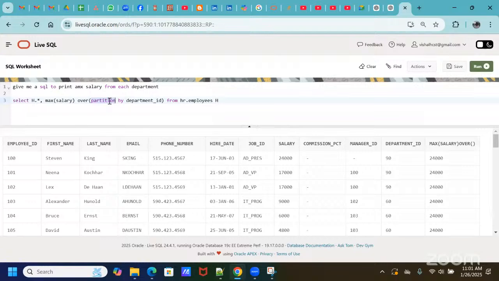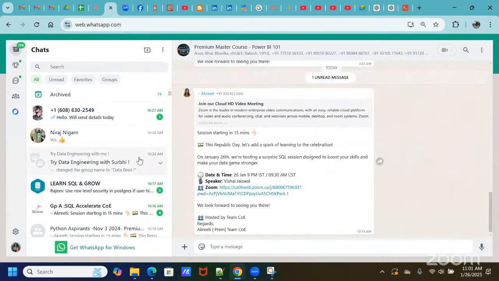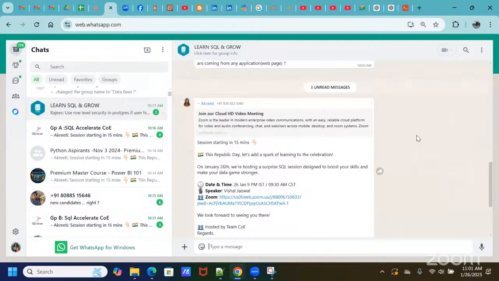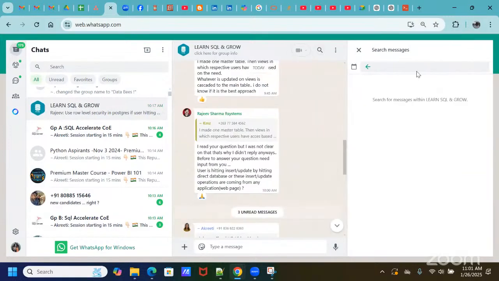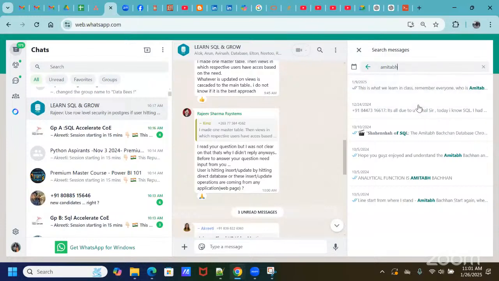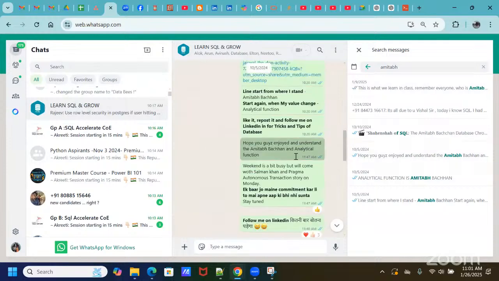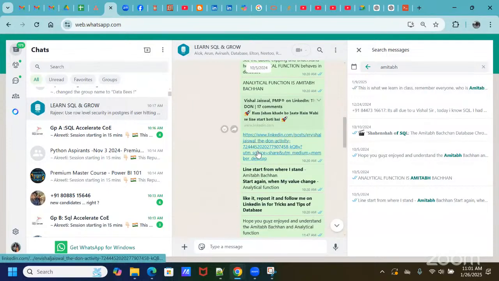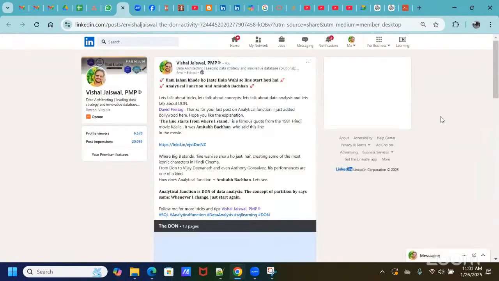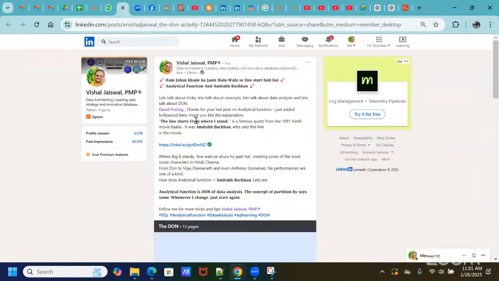If you open my many articles on LinkedIn, let me open here. Let me go to one of my groups, let me search, Amitabh. This is an article I posted about how analytical functions behave.